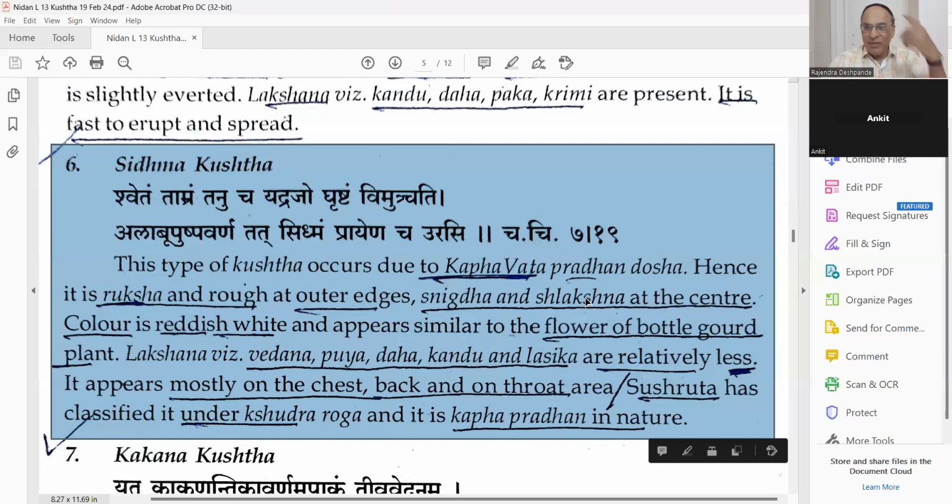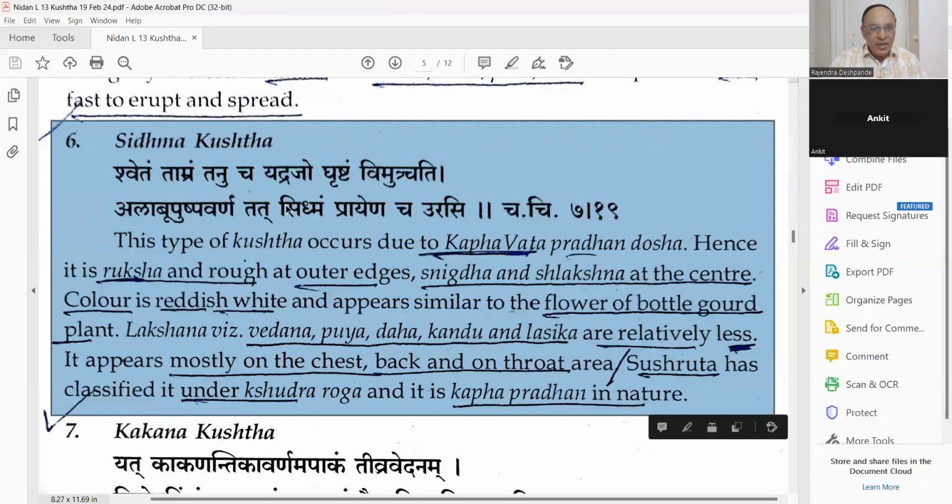I will go fast and we will reach there. Okay, here, can you see? Color is reddish white. Reddish is not actually the expected color because it is Kapha and Vata, but sometimes there are exceptions. Kapha is white, that is very clear. This particular Sidhma looks like a simile, drishtanta, example: the flower of the bottle gourd plant. Please write down: flower of the bottle gourd plant.